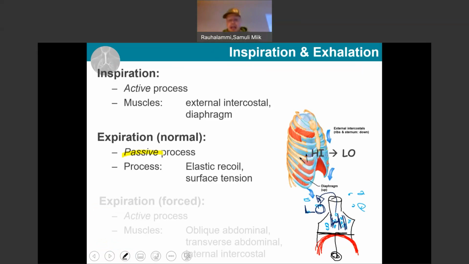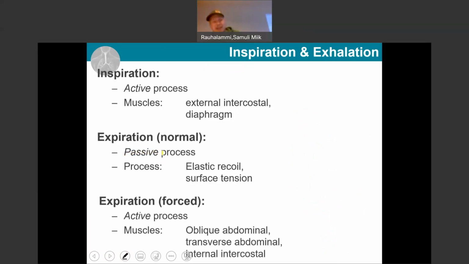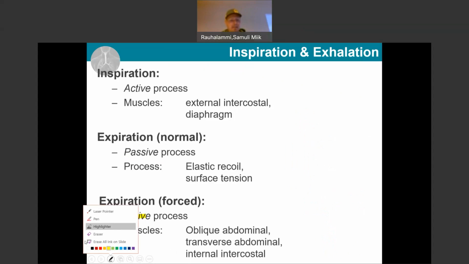Of course, we can breathe out with effort. That would be known as forced expiration. This time it would be an active process because we're recruiting some of the additional muscles, such as oblique and transverse abs, internal intercostal muscles, to really bring that chest cavity as small as possible. So I hope that it makes sense.